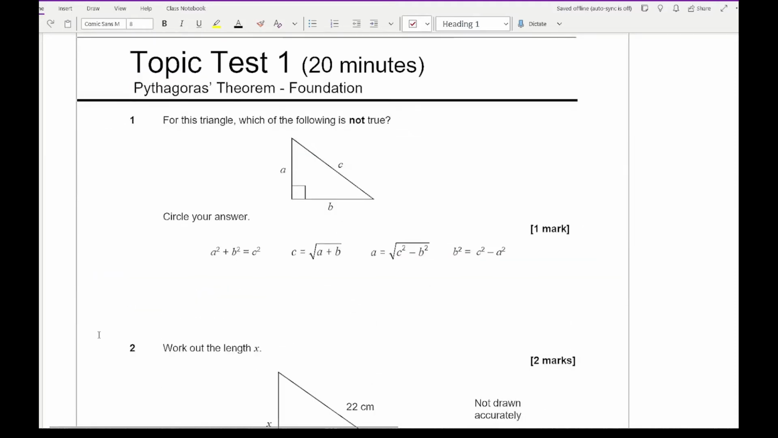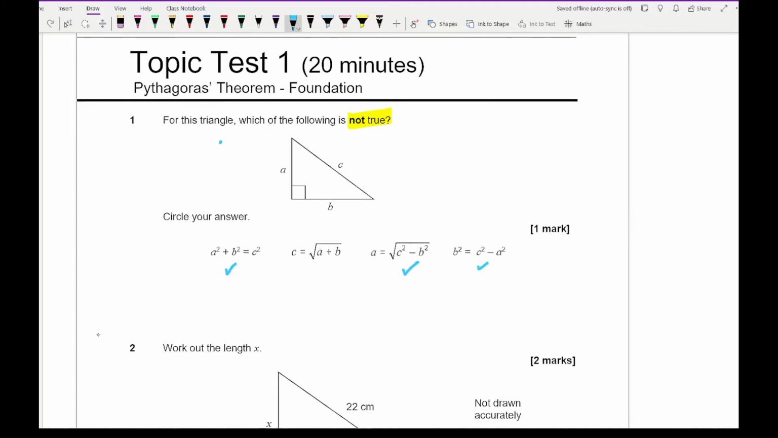So looking at question 1, it says, for this triangle, which of the following is not true? It's really important that you do read these multiple choice questions and also true and false, because they may have that word of not, which can really throw a lot of students off simply because they've not read the question carefully. So we're looking for which one is not true. This one is going to be true. This one is going to be true. And this one is also going to be true. So the one that is false is the second option.